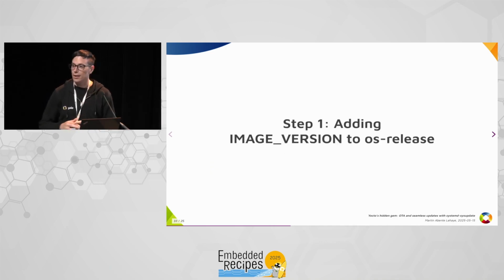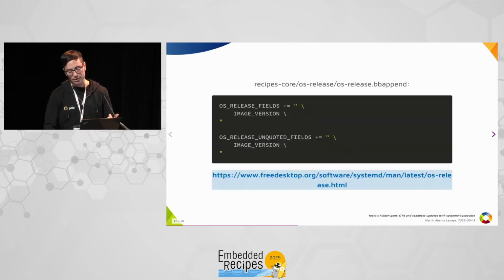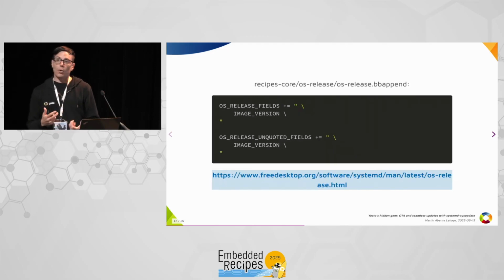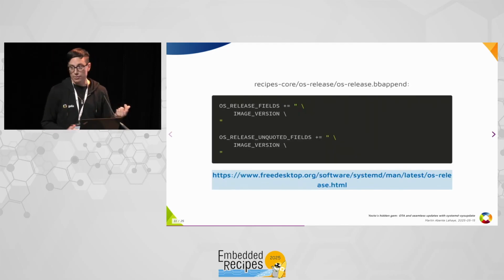So going back to the things that I explained before about what we need to do. The first step is basically just adding the image version to os-release. This way, sysupdate can know what the current installed or running version is. And you can read more about exactly what formats are available, and you can use different things to do this, right?